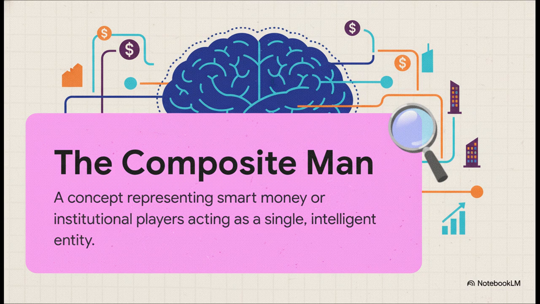Think of it this way. All the giant hedge funds, the big banks, all the institutional players, imagine they all got together and decided to act as one mind. That mind is the Composite Man, and he is incredibly logical.